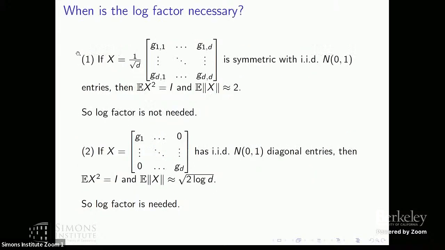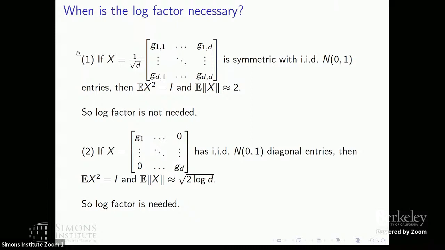Okay, so first of all, why is the log factor necessary in the general case? Well, it's not needed actually in many cases. For instance, if it is like GUE or GOE, where all the entries are IID standard normal, in that case we don't need the log factor because E X squared is the identity and the norm of X is approximately 2. So in that case, the log factor is not needed.